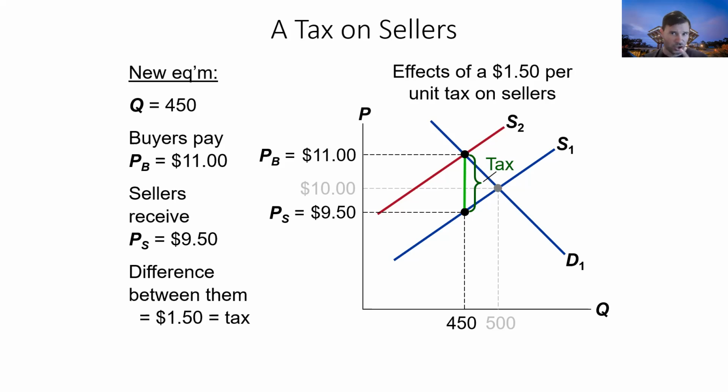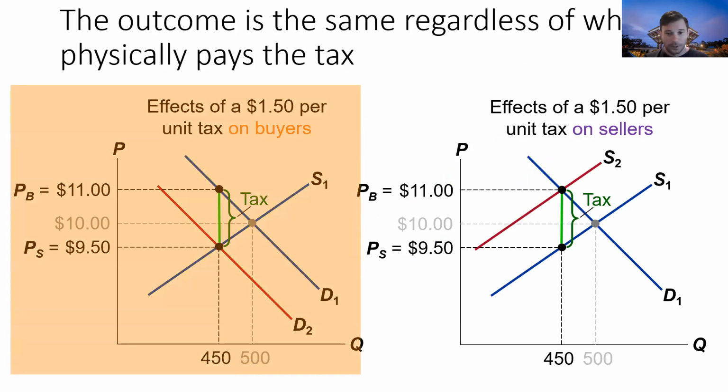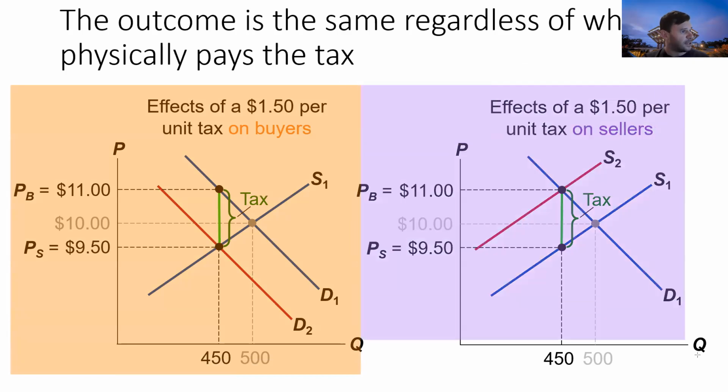Okay, so there's something strange to this story here. And let me put both pictures up side by side. Right? In the left picture, we levied a tax on the buyers. Okay, in the right picture, we levied the tax on the sellers. Can you tell me what is different about the resulting allocations? Is there anything different between the prices and the quantities that result?